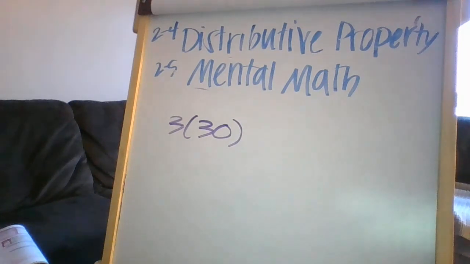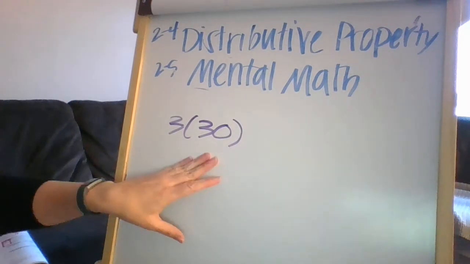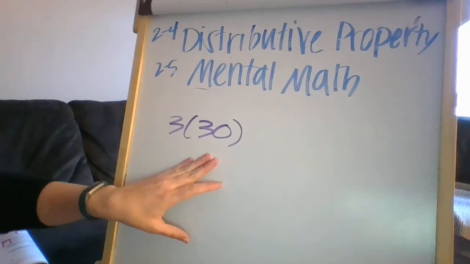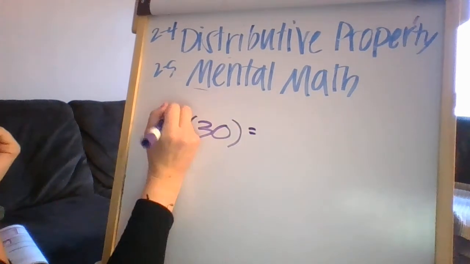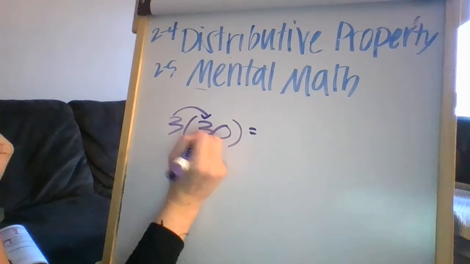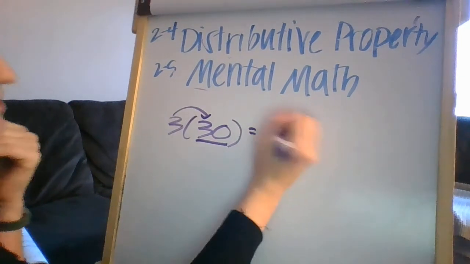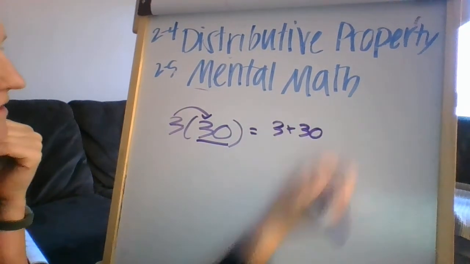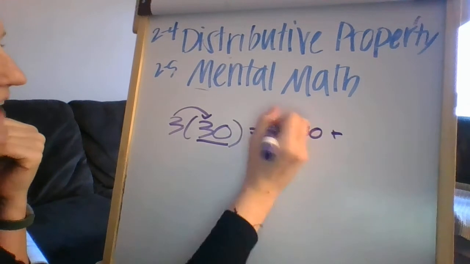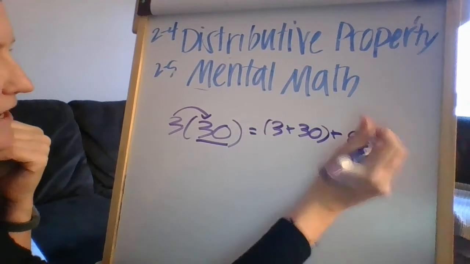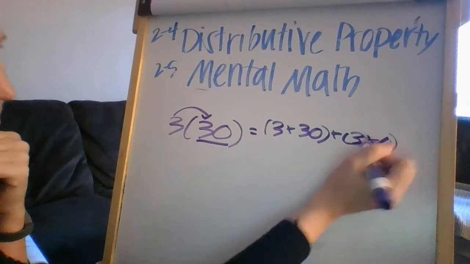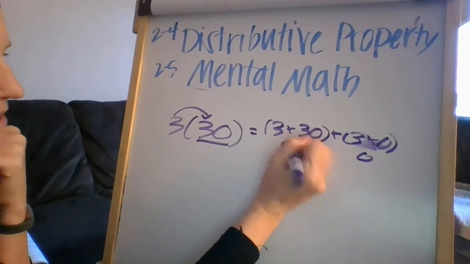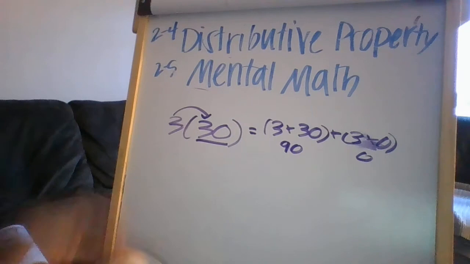Now, 3 times 30, we can also take this number and we can break it apart. Now, we can break it apart in different ways. We could do 3 times, now, you guys remember this is our 10 spot. So we could do 3 times 30, and then we could add it to our 3 times 0. Now, we know that that's going to be 0. We know that that's going to be 90. Same as our answer, we're on this side.